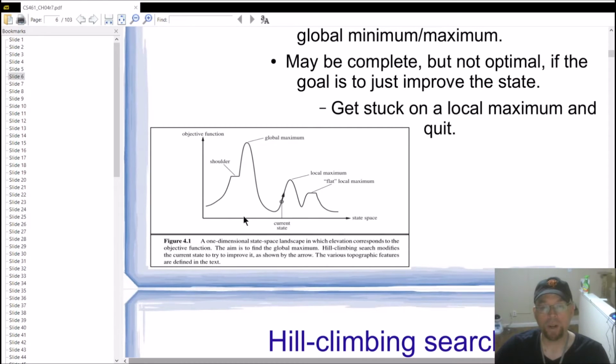So what is this figure showing us? This is a one-dimensional state space landscape in which elevation corresponds to the objective function. What does that mean? Now these are nice smooth lines because it's a nice smooth graph, but as the algorithm is progressing, a node would be generated, say here, and it would be valued at a certain value. Let's say that we're looking for a global maximum. So we would evaluate the node, and say, okay, that's worth 5.